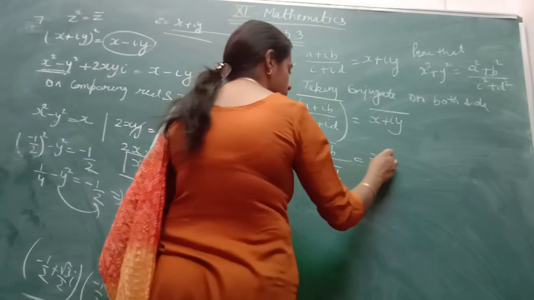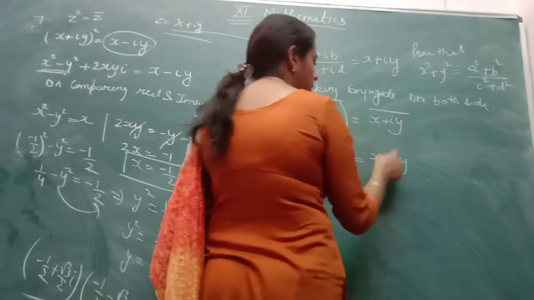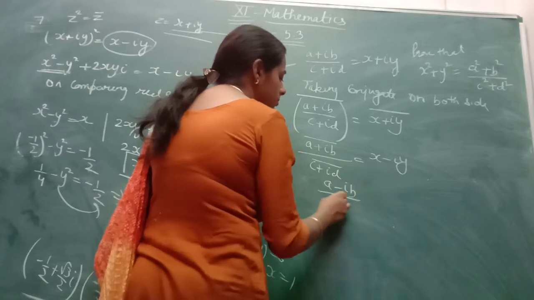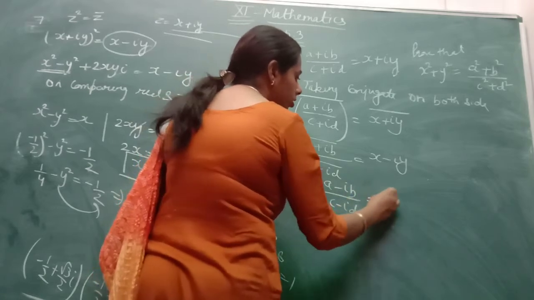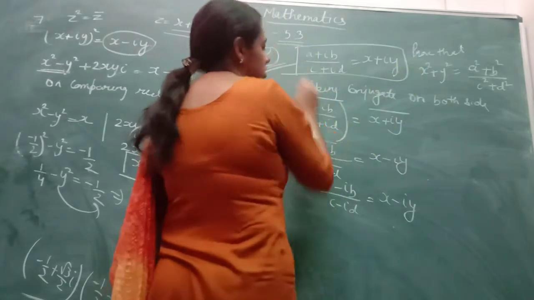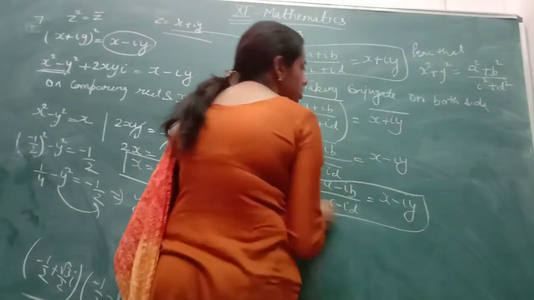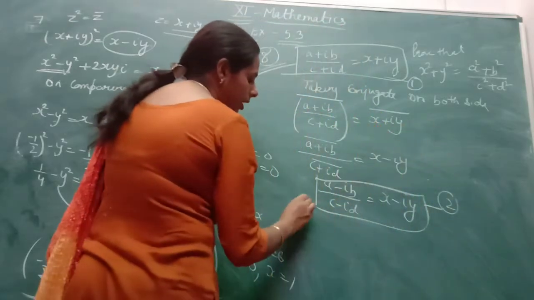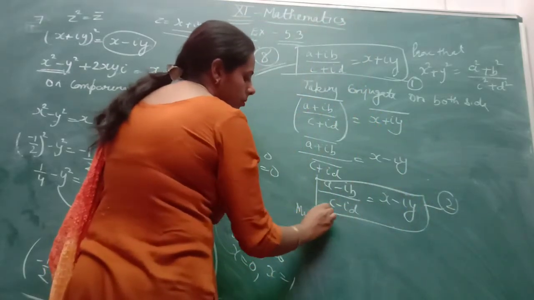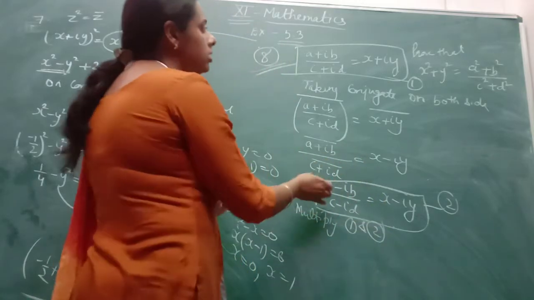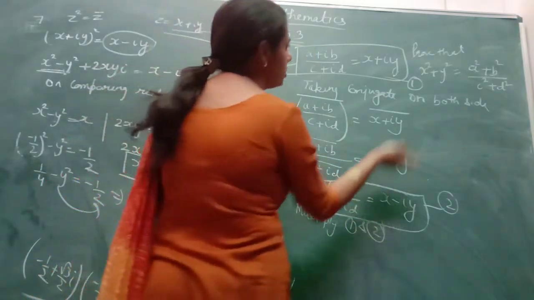So you have x minus iota y after applying the conjugate. So you will get here a minus iota b by c minus iota d. On the right hand side you have x minus iota y. This is your first equation and this is your second equation. First and second, multiply.